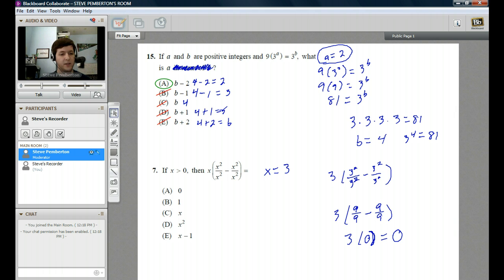So you'd go to the answers looking for a 0. A is a 0, B is a 1, C is an x, which we said was 3. That's not 0. D is 3 squared, that's 9. That's not 0. E is 3 minus 1, that's 2. That's not 0 either. The only one that matched was answer A. So again, it simplifies the question if we don't know the algebra options.